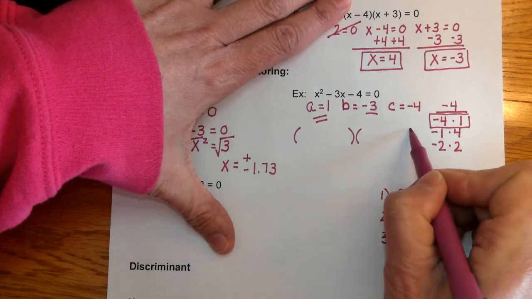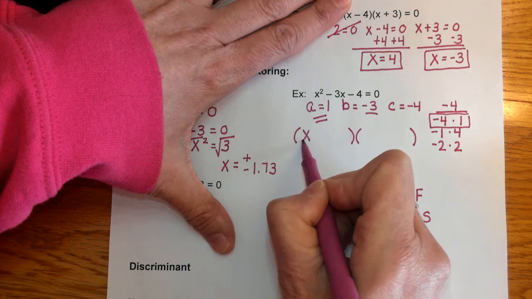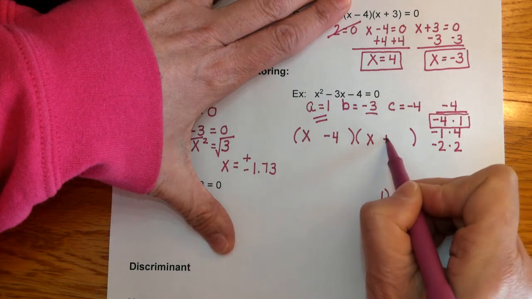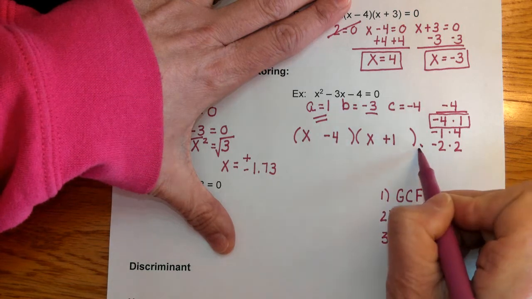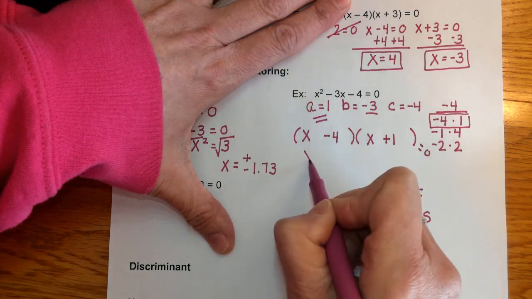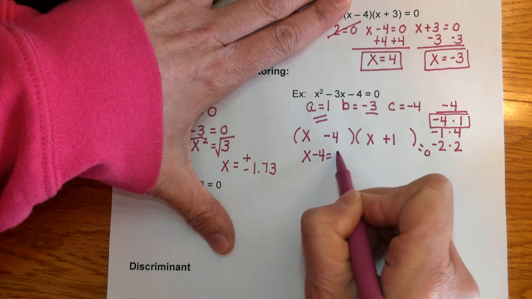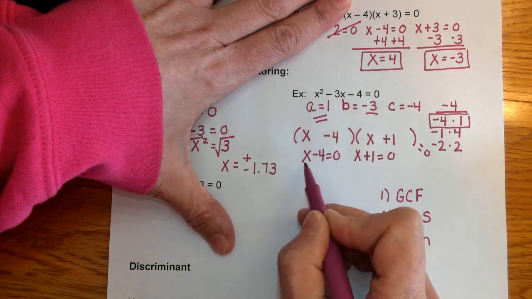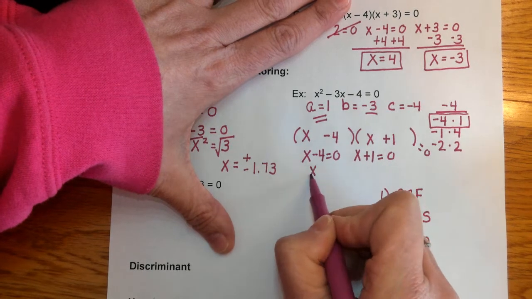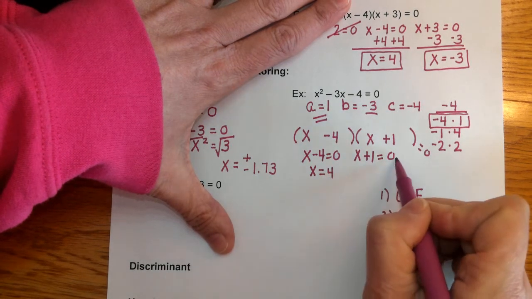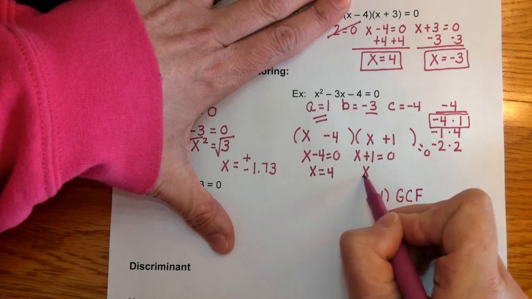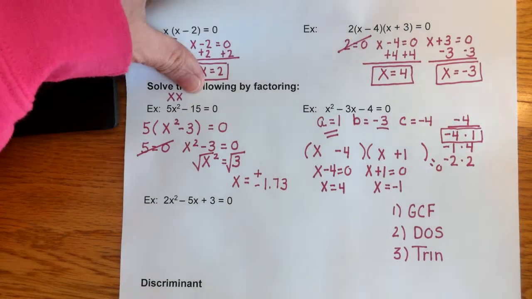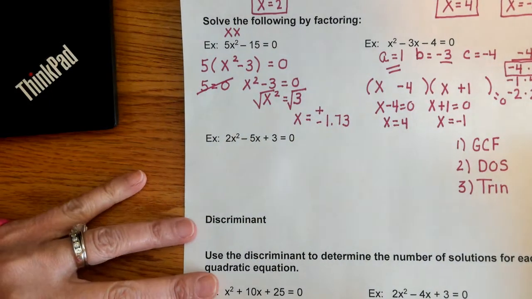2 binomials. X squared is x and x. Negative 4, positive 1. Remember, these are still equal to 0. Separate them. X minus 4 equals 0. X plus 1 equals 0. When I add 4 to both sides, x equals 4. When I subtract 1 from both sides, x equals negative 1. All right, moving on to the next example.